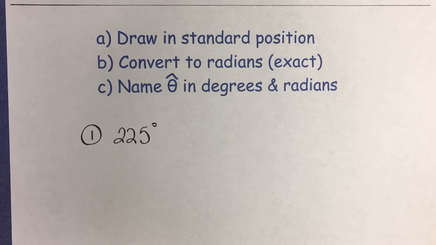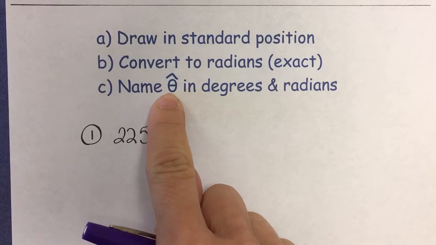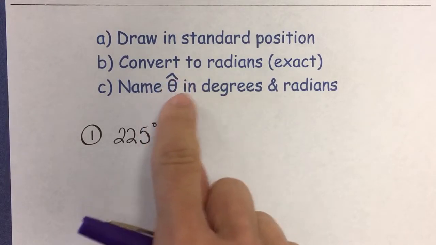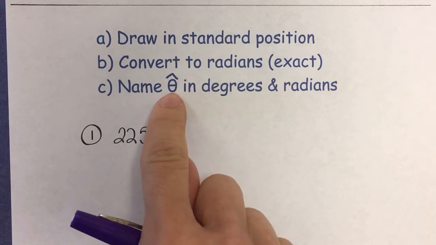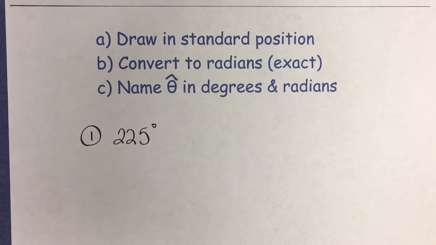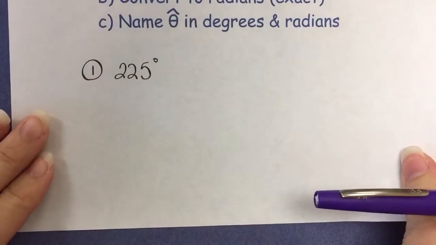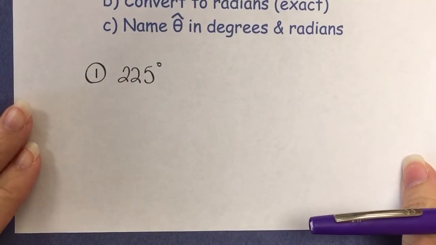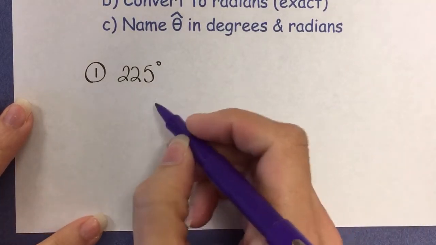C part, now if you remember from the previous section, having the little caret top, house top, however you refer to it, over your theta symbol, that is the symbol for reference angle. So you're going to be asked to name the reference angle for the given angle in degrees and in radians. All right, so the first one here is 225. So we're going to draw this off in standard position first of all, and that's going to terminate in quadrant 3.